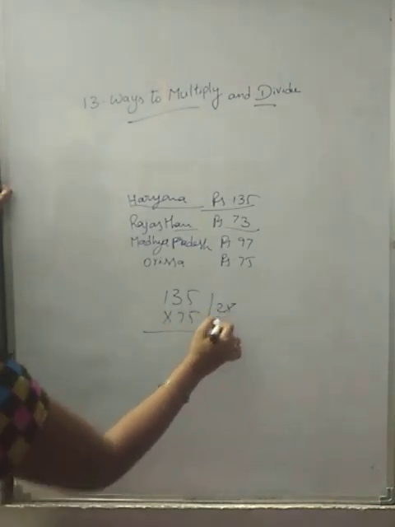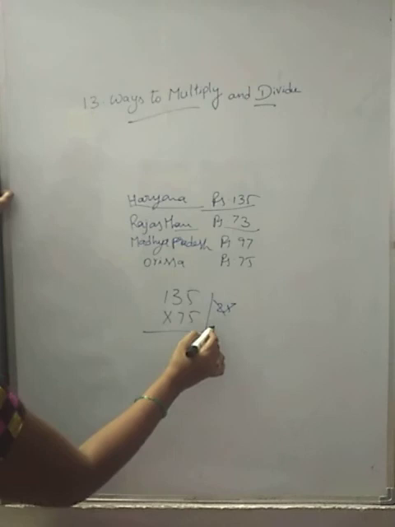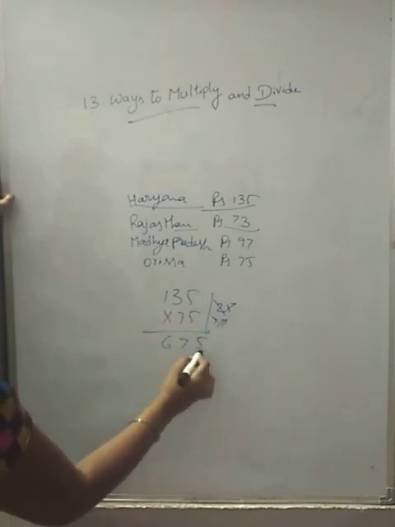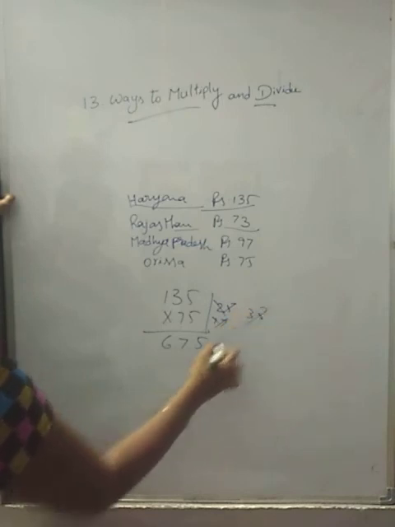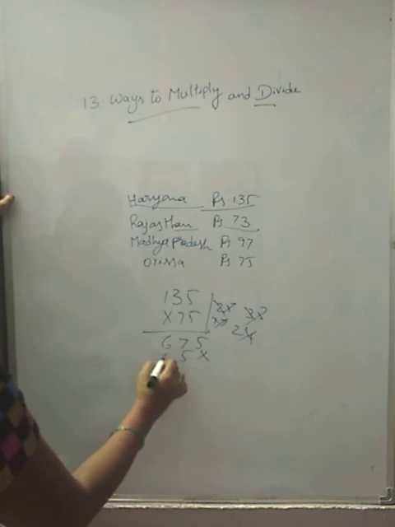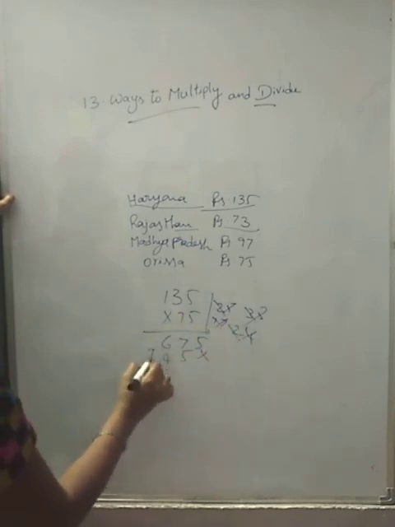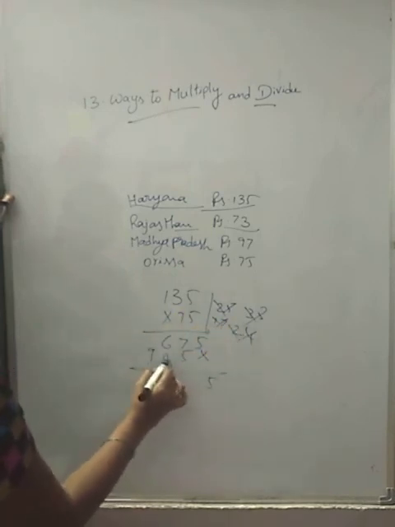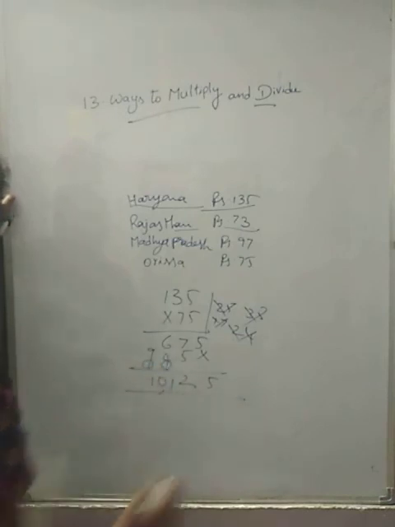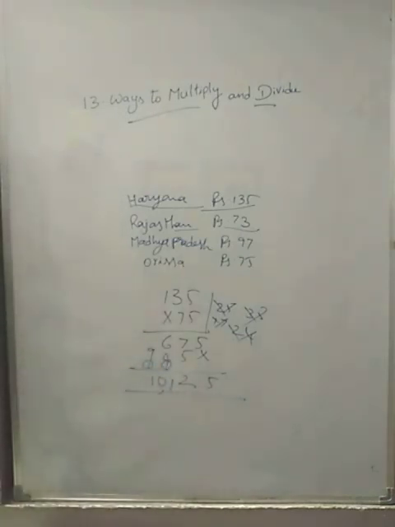5 5s are 25. 5 3s are 15 plus 2, 17. 5 1s are 5 plus 1, 6. 7 5s are 35. 7 3s are 21 plus 3, 24. 7 1s are 7 plus 2, 9. 5 plus 7, 12. That means 10,125 rupees she is getting for 2.5 months.